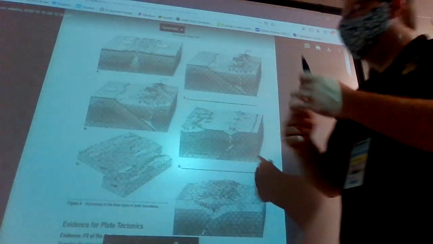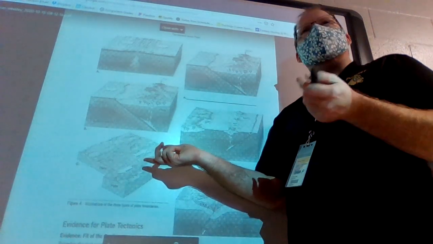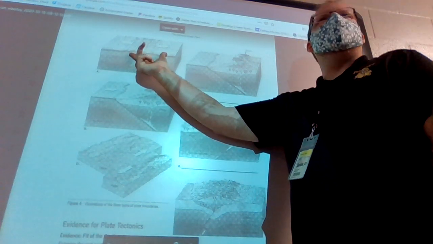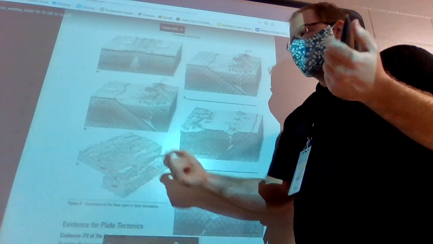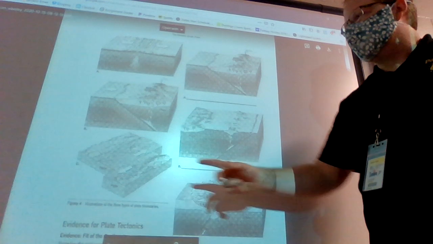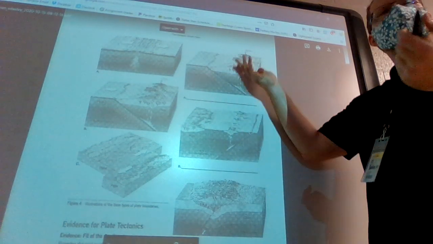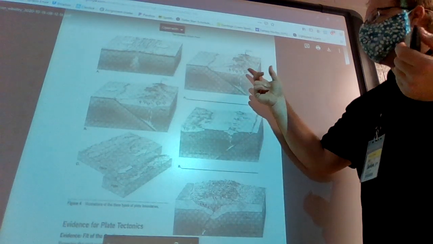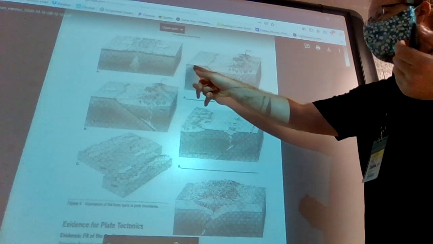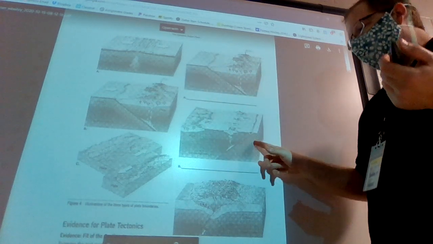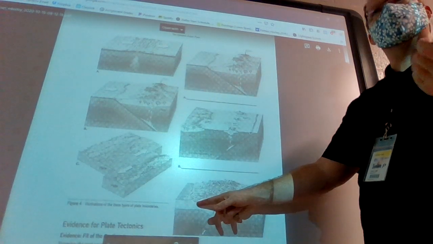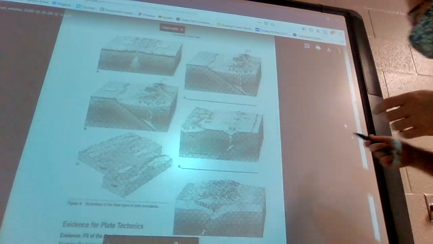Basically, they're going to ask you some questions about plate tectonic stuff, like this one's going to be divergent, this one's going to be convergent, and that one's going to be transform. They're going to ask you about the different types of plate boundaries. So you have continental, oceanic, oceanic, and then continental, continental. So it's going to ask you those kind of things.